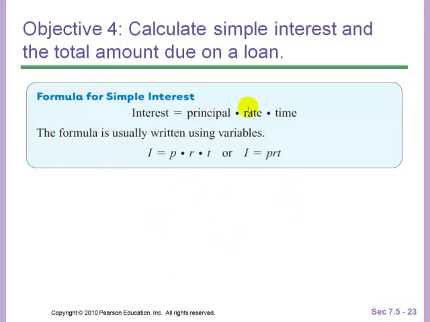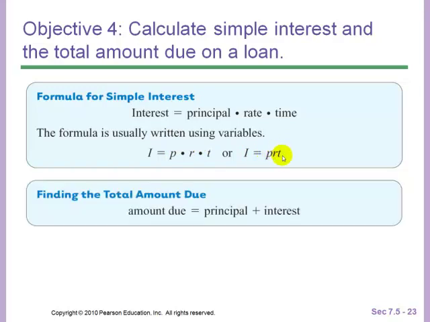And instead of using the words, we usually use I, P, R, and T. Interest equals principal times rate times time. And again, when you're using just variables, you can drop the multiplication symbols. I equals PRT means principal times rate times time. To find the actual amount due, you add your principal, which is what you borrowed, plus the interest, which was the fee that you had to pay.